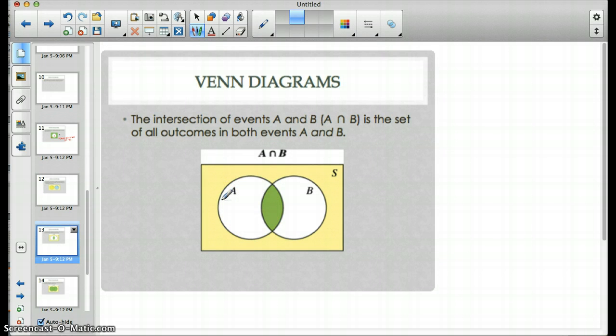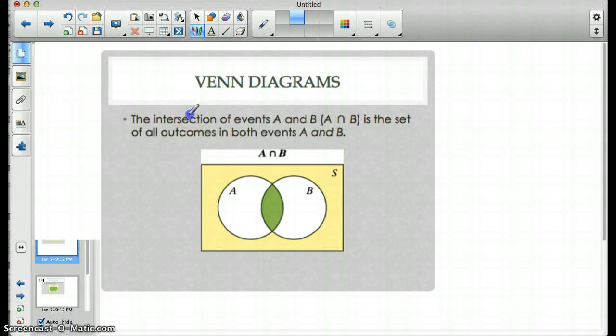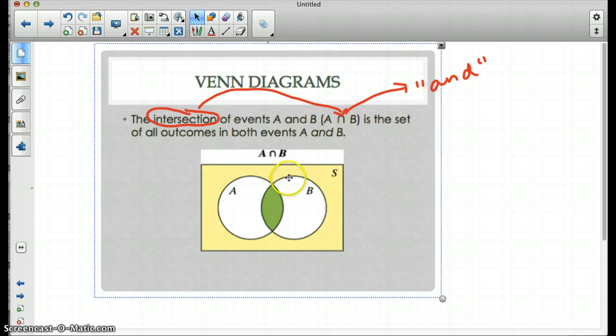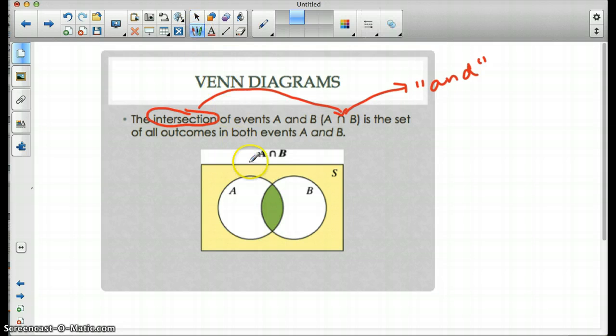And probably one of the more important things is some new notation here. An intersection is shown with this symbol, okay? And that symbol is read with the word either intersection or and. The intersection of events A and B, noted as A intersection B, is the set of all outcomes in both events A and B. So if you're looking for the and, you're looking for the intersection or the overlap between the two.